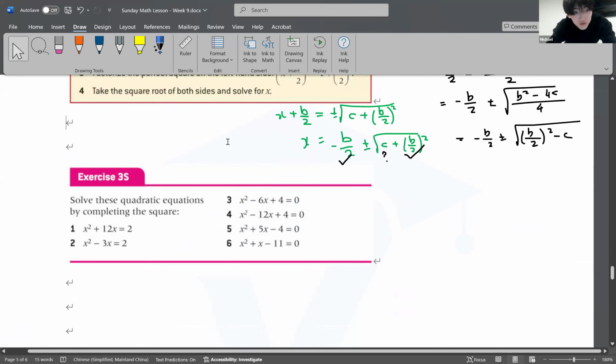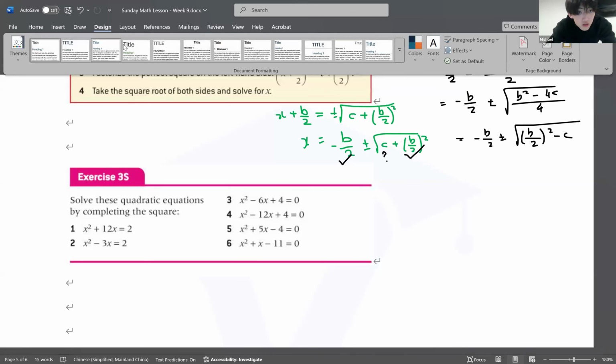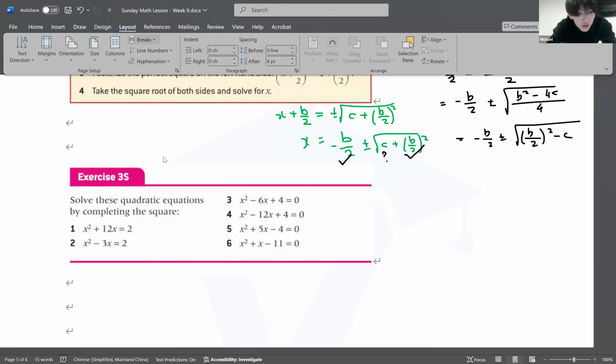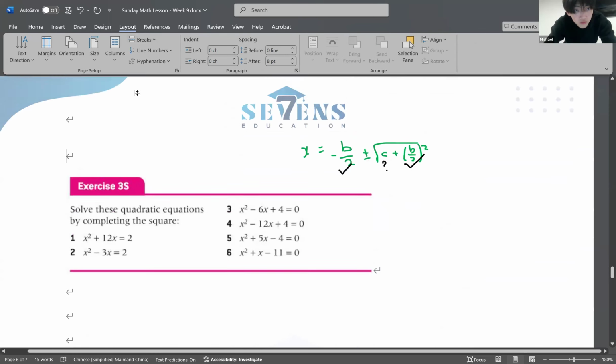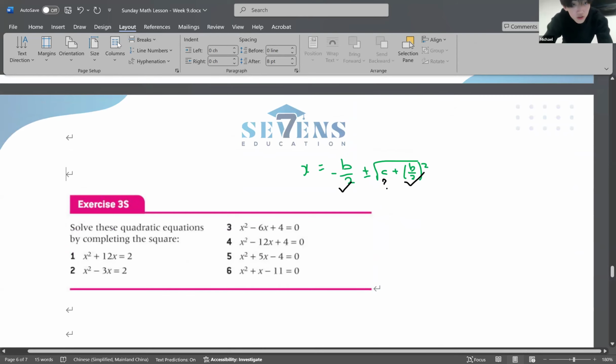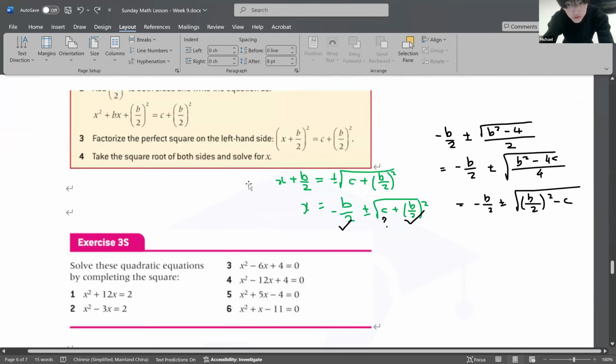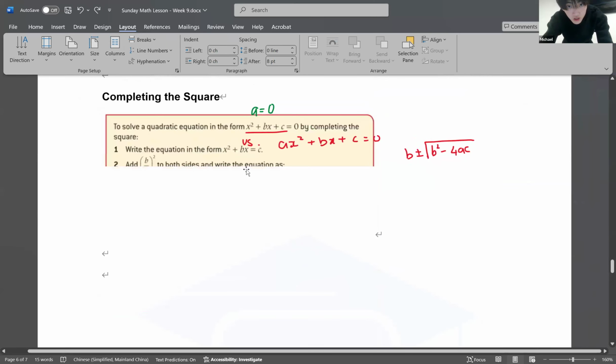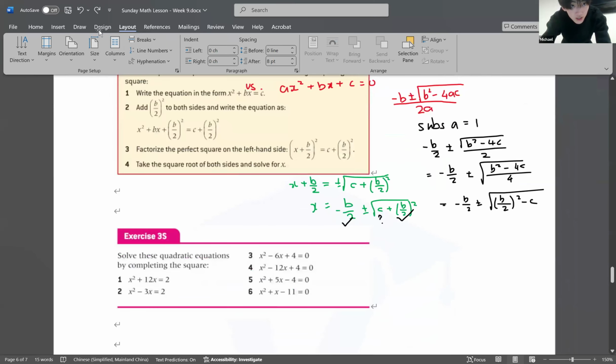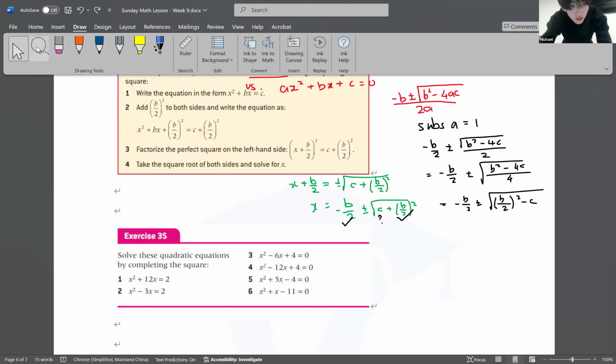I'll break it into a new page. Wow. Sorry for the lag. Okay.